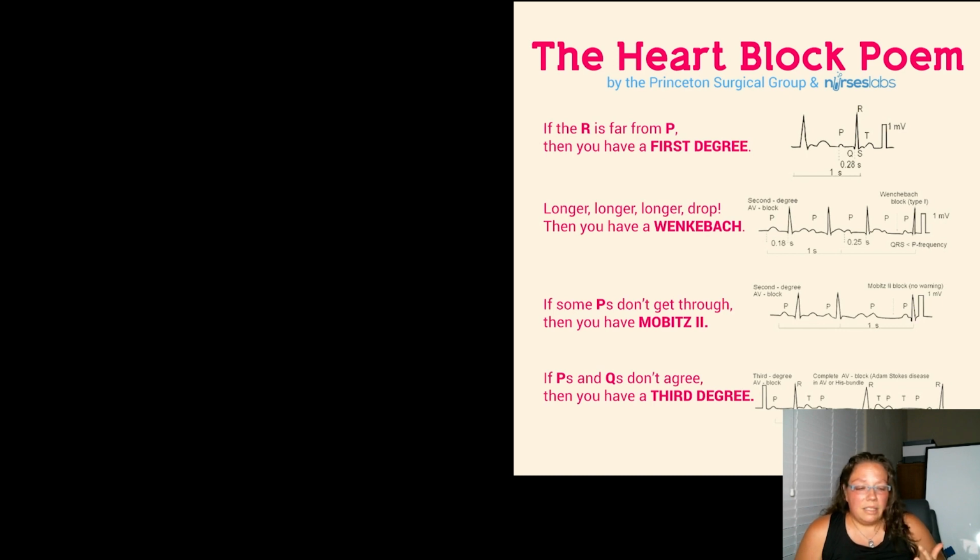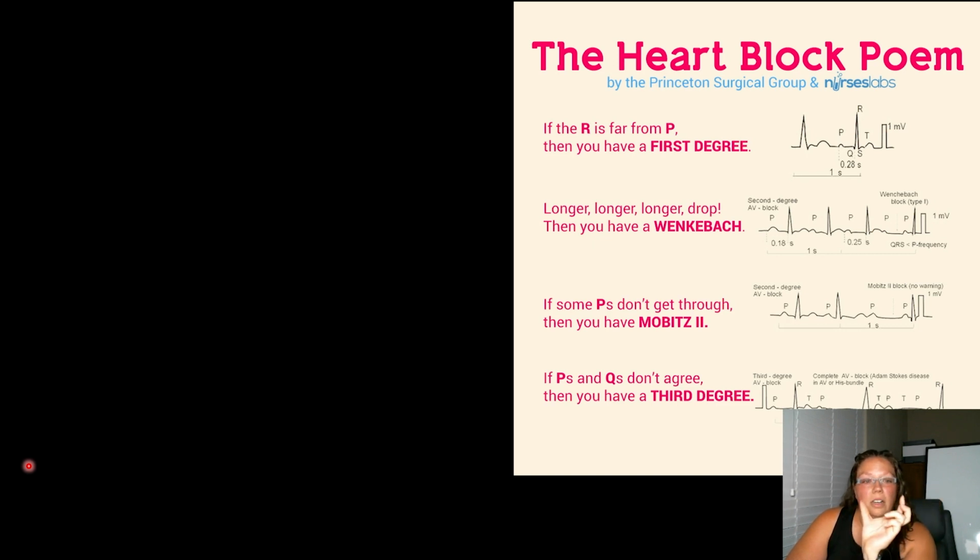I also have to use analogies a lot. So we're going to go over this again throughout the study session so that we can break it down. But here's the heart block poem. If the R is far from P, then you have first degree. If your R is far from P, you have first degree.